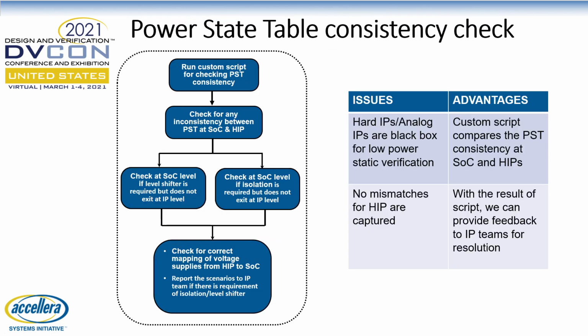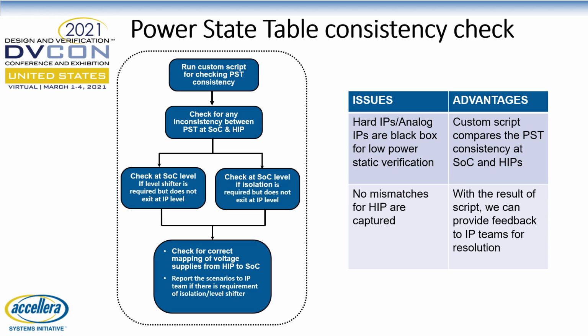The third challenge was regarding the PST consistency checks between the SOC and hard IPs. PST or power state tables define the supply crossing relationships between each supply net in the design as defined by the IEEE UPF specification. It also establishes the relationship among the supply nets. They are the golden reference for low power static verification tools, and hence accuracy and consistency of PSTs across all hierarchies of the design is the key to delivering a structurally and functionally clean design.